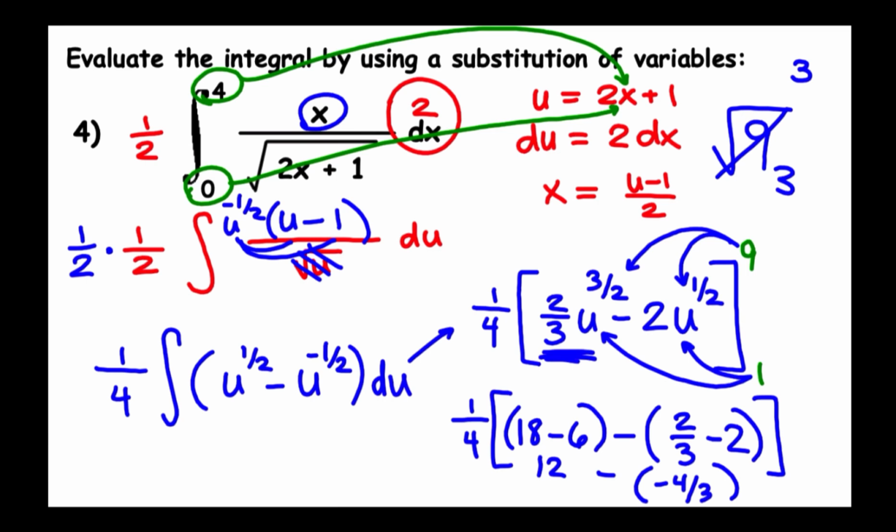Let's make common denominators while we're here. 12 is actually 36/3. So we're going to have 1/4 times 40/3. Some reducing can occur. And the answer is 10/3 or 3 1/3.